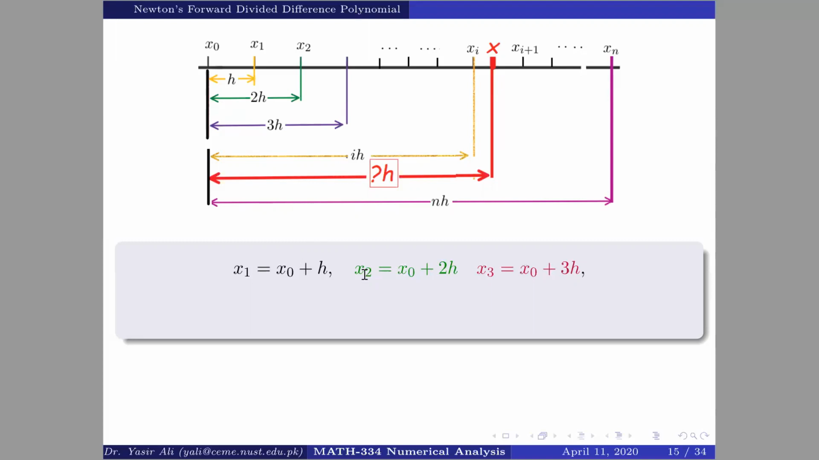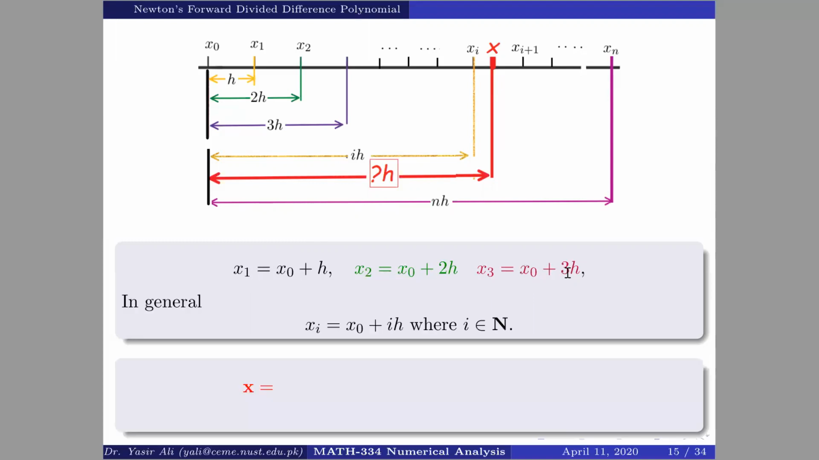So to write the expression in mathematical form for these equally spaced data, I can write x1 is equal to x naught plus h, x2 is equal to x naught plus 2h, x3 is equal to x naught plus 3h. In general, xi is equal to x naught plus ih, where i is an integer.